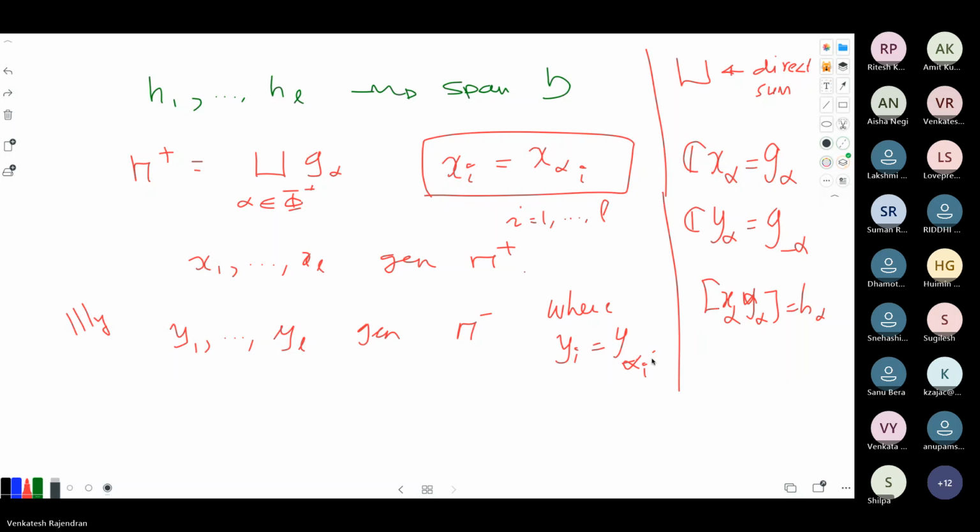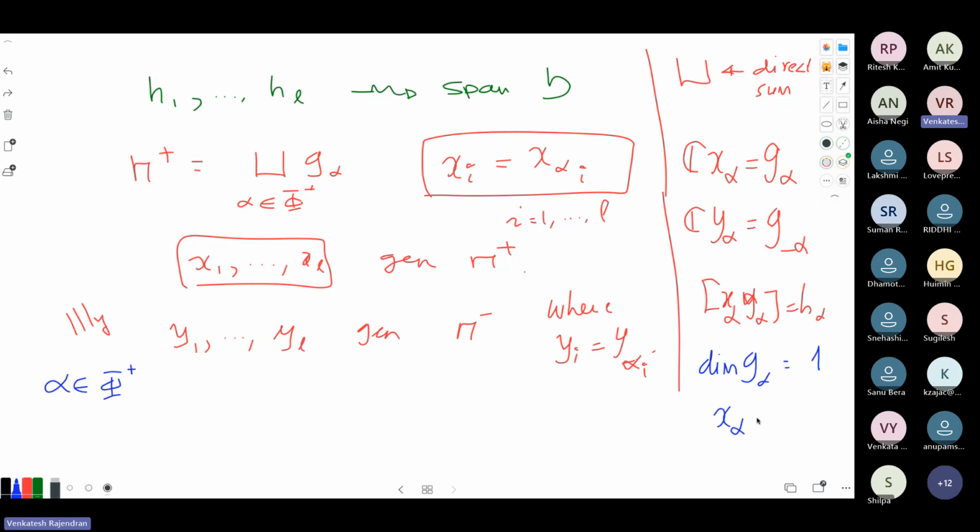Okay, let's see how to prove this. It's enough to prove it only for positive roots; the negative roots follow similarly. You start with a positive root, and you need to show that this G alpha is indeed in the subalgebra generated by x1 etc. itself. For that we will use induction on the height. We already know the dimension of G alpha is 1, so it is enough to say x alpha is in the subalgebra generated by x1 etc.